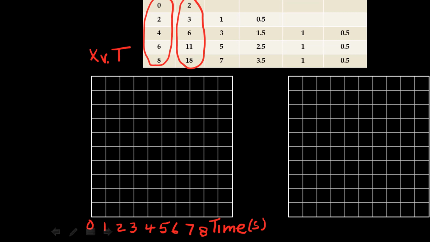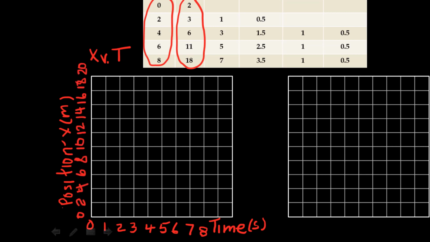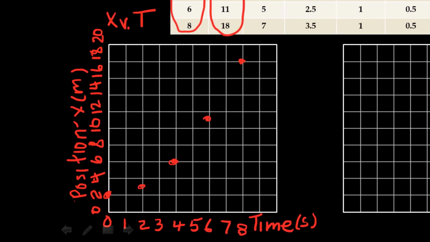That means our dependent variable, which will go on the vertical axis, will be our position, measured in meters. We have to cover up to 18 meters. I have 10 divisions. It looks like about 2 meters per division will work out well. So let's add those in there. Let's put in our data points. I have 0 and 2, 2 and 3, 4 seconds and 6 meters, 6 seconds and 11 meters, 8 seconds and 18 meters. Take a look at this data closely, and it does not lie on a straight line.